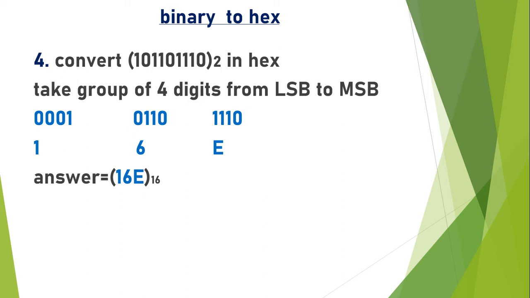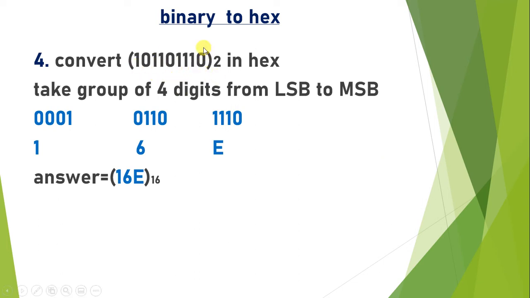Now we are moving towards binary to hex conversion. This is a binary number given as a completely integer part. So how do we convert binary to hex? You know that 4 binary digits are equivalent to 1 hexadecimal digit. So for the integer, we start the grouping from LSB to MSB.